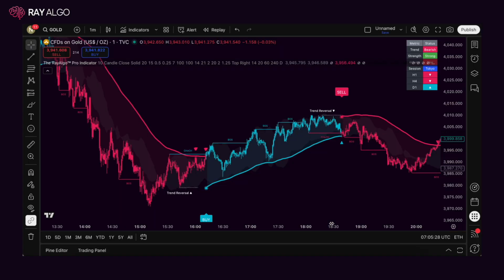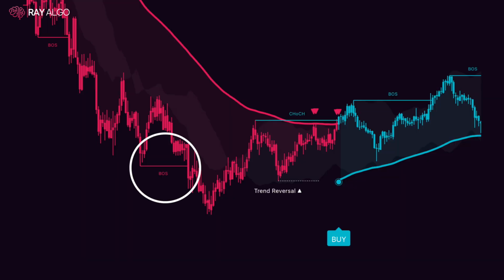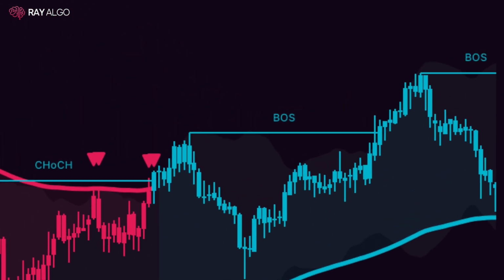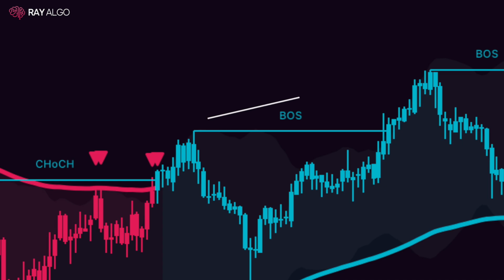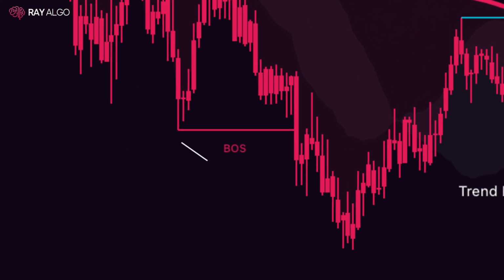Now let's talk about market structure. RayAlgo marks two key events on your chart: break of structure and change of character. Break of structure means that the current trend is strong and continuing. If price breaks above the last high, buyers are in control. If it breaks below the last low, sellers are in control. So whenever you see break of structure, it may be a sign to trade with the trend.